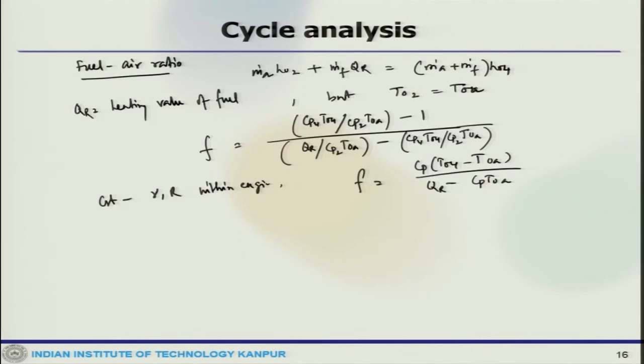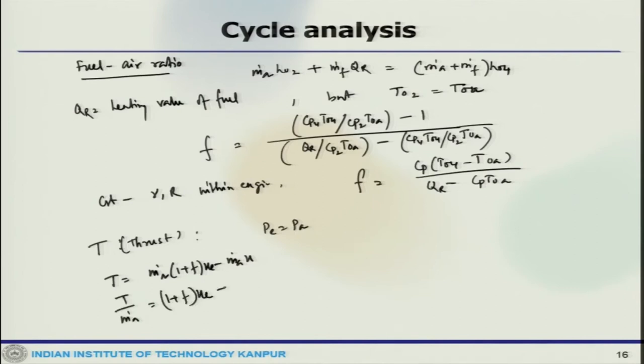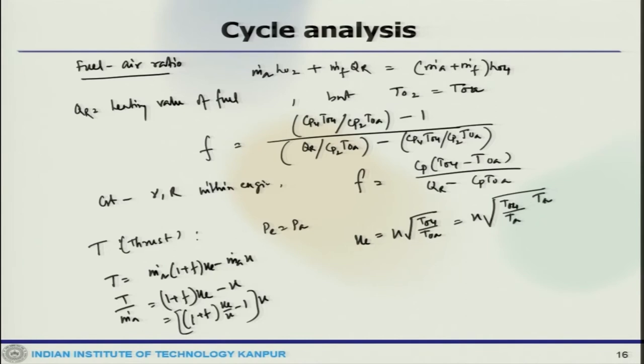Now, we get the thrust force. Now, since the nozzle is fully expanded, P e is P a. So, what we can get is that T equals m dot a times 1 plus f u e minus m dot a u, or T by m dot a is 1 plus f u e minus u, which is 1 plus f u e by u minus 1 into u. Now, we can use another relationship, which is u e equals u root of T naught 4 by T naught A, which is u root of T naught 4 by T A times T A by T naught A.